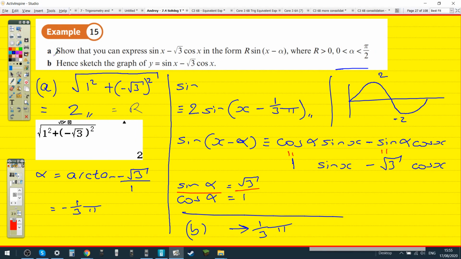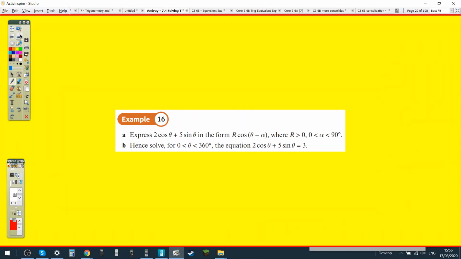Okay, but big picture, it comes from the double angle formulae, Pythagoras for r, and arctan or simultaneous equations for alpha. You can write something that has a mixture of sine and cos into just sine, which makes it easier to graph and solve. Any questions there? No. Okay.